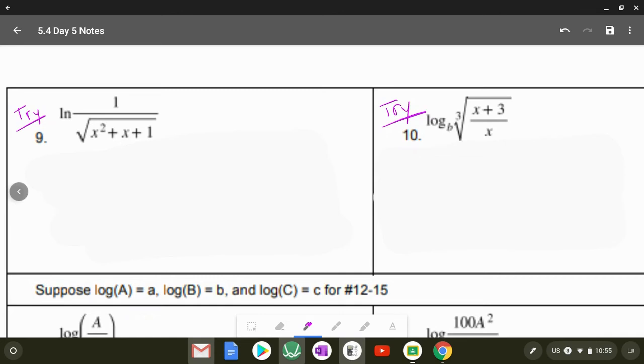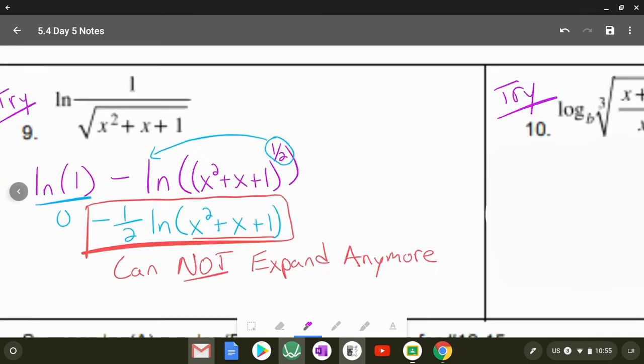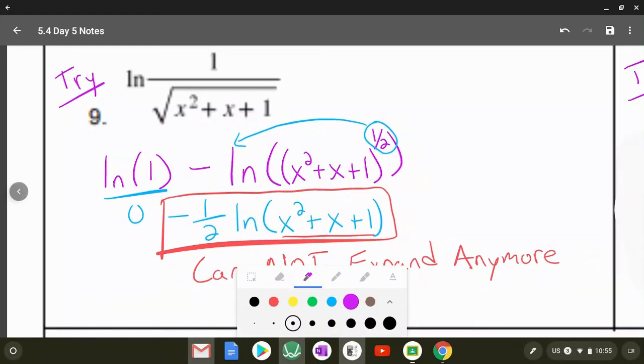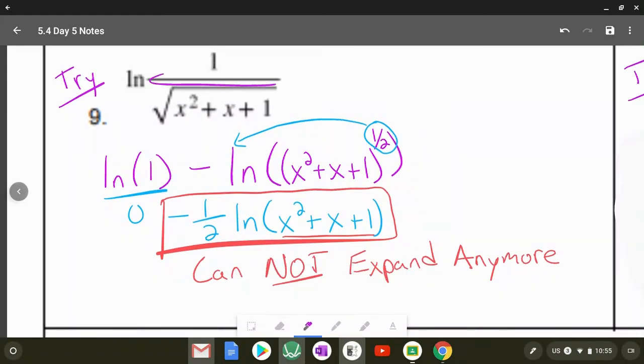So if we take a look at number 9, again, first thing you want to do is go ahead and split these logs into 2. So when we split those logs, natural log of the numerator minus natural log of the denominator. Then we notice that 1/2 is in the exponent, move it to the front like before. And then you can see it in red here.